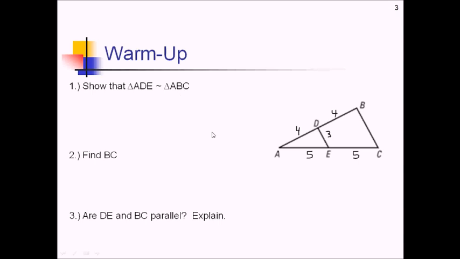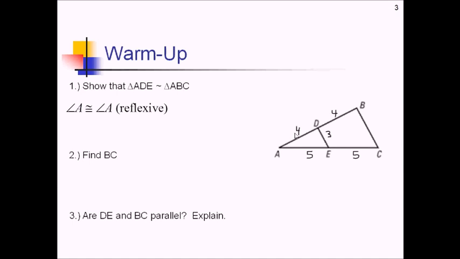So to show these are similar, remember we have three different ways of proving triangles are similar. What information do we have? Well, we have all three sides of the little triangle, but not the big one. So side, side, side can't be used. How about angle, angle? We have one angle that these two triangles share, so we at least have that much, but we don't know anything about any of the other angles, so we can't use angle, angle. So that leaves side, angle, side.